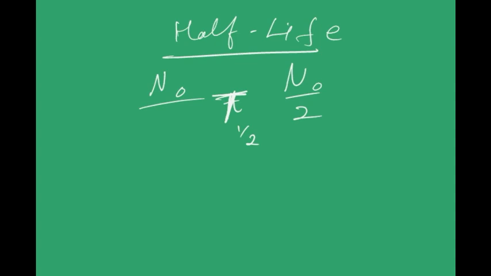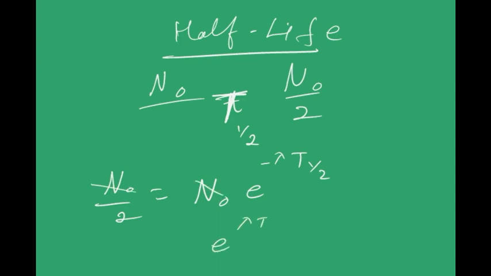So by using that formula, what can we write? My final N should be N naught by 2. That should be equal to N naught into e power minus lambda t, right? So this should be t power 1 by 2 here. Hope this equation is clear. So I can write the same equation as e power lambda t half is nothing but 2.